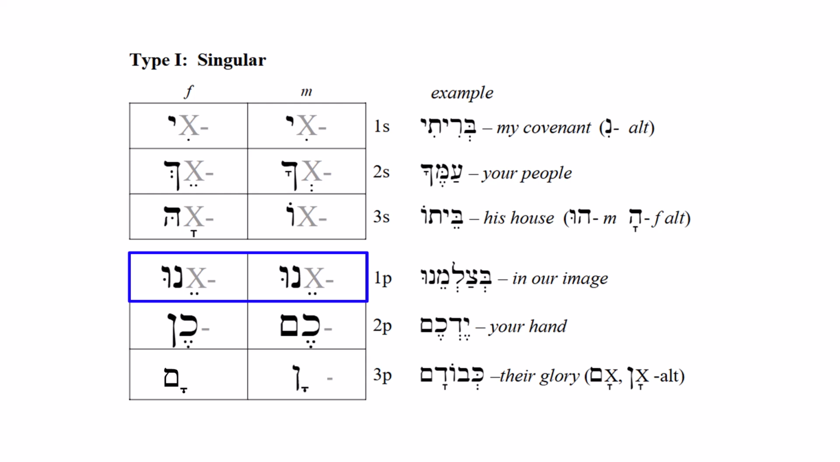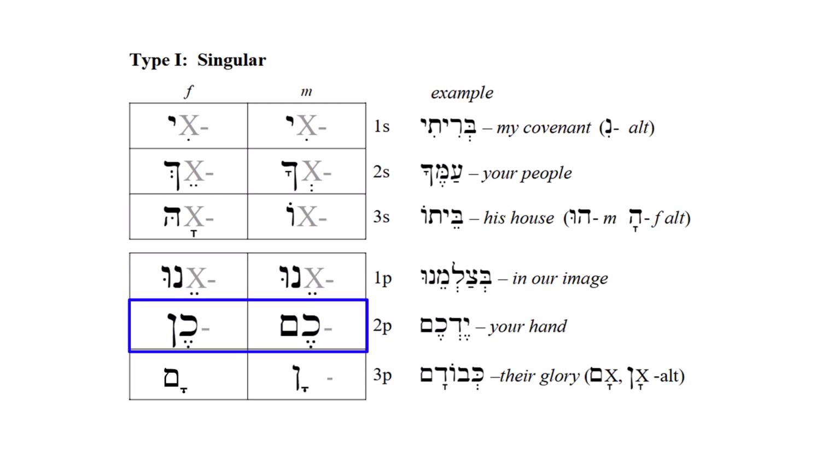In the plural, you have an example, betsaumenu. Betsaumenu comes from the Hebrew word that means image. And if you want to say in our image, notice the be is a preposition, it means in. If you want to say in our image, you say betsaumenu. And that can point to a masculine or a feminine noun. The owner can be female or male because the u at the end there is common. It's found in the masculine as well as the feminine.